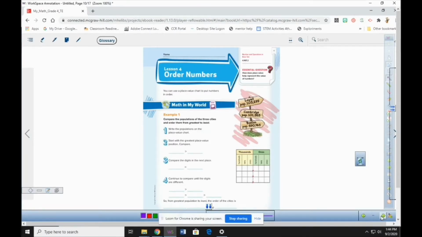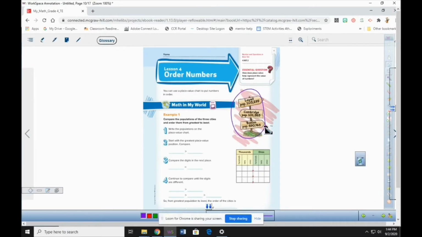The one thing that you have to really pay attention to when you're ordering numbers is the directions. In the directions, it is going to tell you what order you need to put them in. For example, on number 1, compare the populations of the 3 cities and order them from greatest to least.